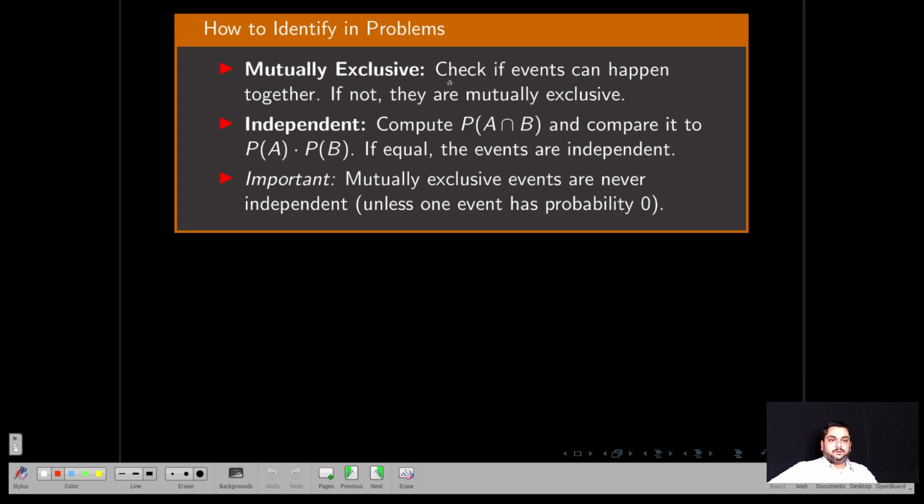So how to identify problems? For mutual exclusion, check if events can happen together. If not, they are mutually exclusive. For independence, compute P of A intersection B and compare it with P of A into P of B. Once you solve the problems, you'll understand. If equal, then the events are independent. One more thing: mutually exclusive events are never independent. Why? Mutual exclusion means they cannot occur together at all. So if one of them occurs, the other cannot, unless the other probability is 0. If the other is 0, the product P of A into P of B will itself be 0.